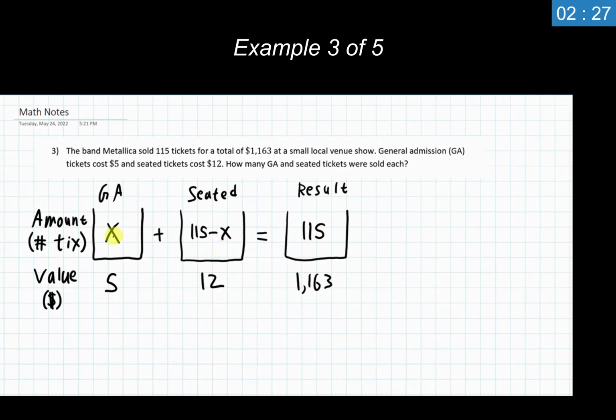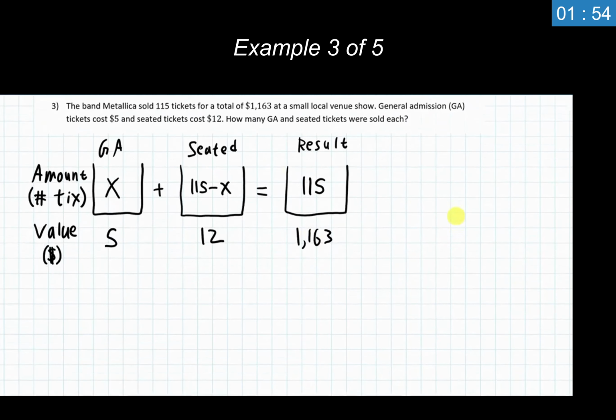Now it should be noted, you could have the general admission be X, you could have the seated be X, and then have the 115 minus go for either of these. But just make sure you're establishing this one is going to be my X or this one's going to be my X up front. Once you've done that, then you have that flexibility of assigning the other one to be the resulting or leftover amount. But what's great about this now, I have every single thing filled in my visual. I can now start making an equation. So this is going to look like this.